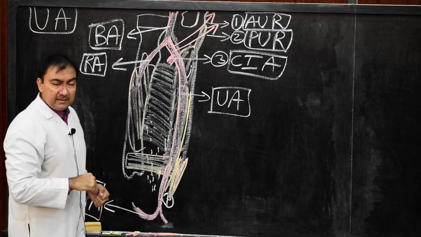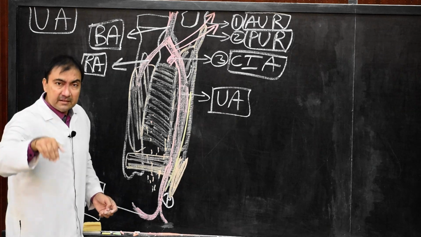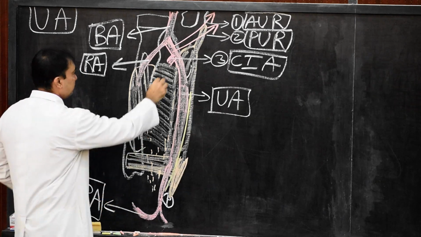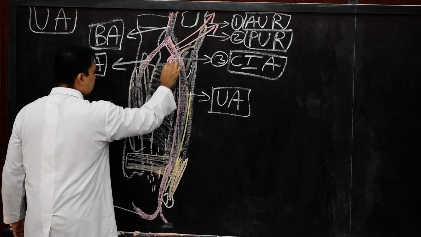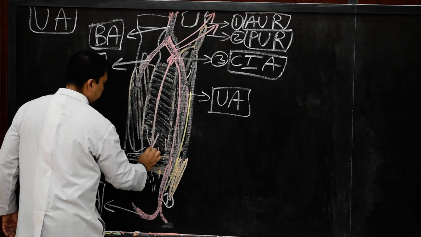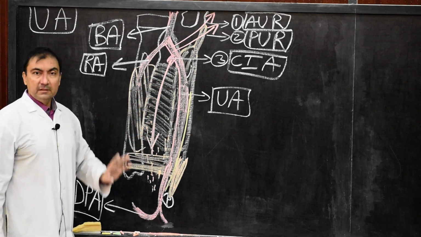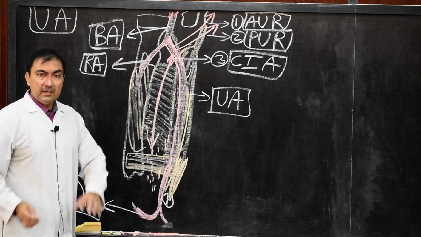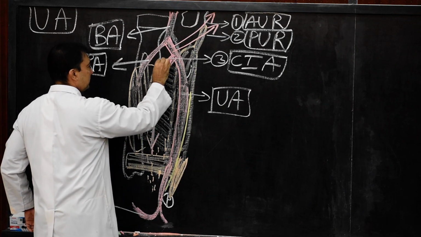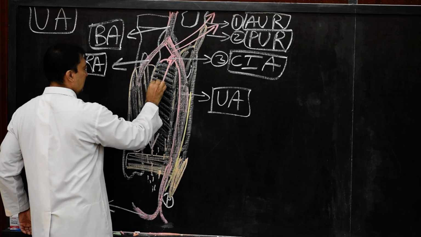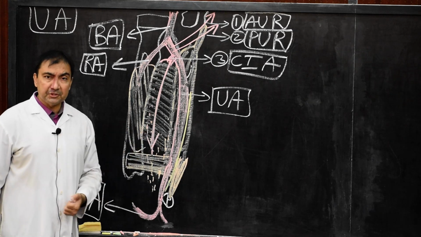Anterior interosseous artery will pass on anterior surface of interosseous membrane. So if I draw this artery, this will be the anterior interosseous artery traveling on anterior surface of interosseous membrane. Posterior interosseous artery, I will draw like this. I want to show that it passes posterior to interosseous membrane. But how will it pass posterior to interosseous membrane?